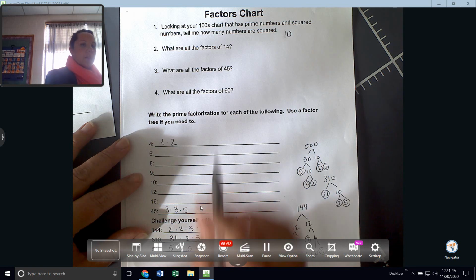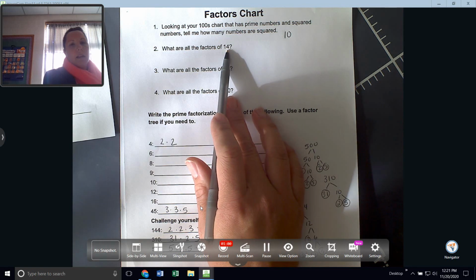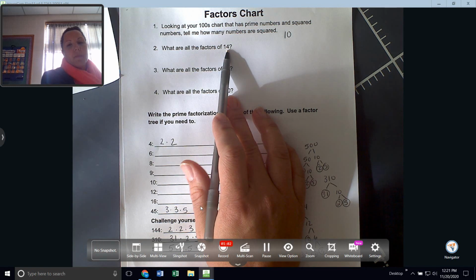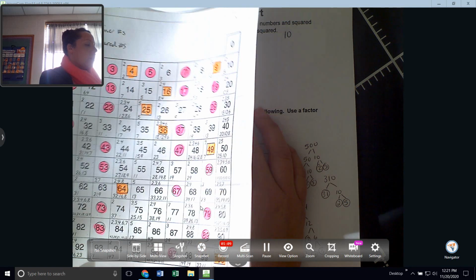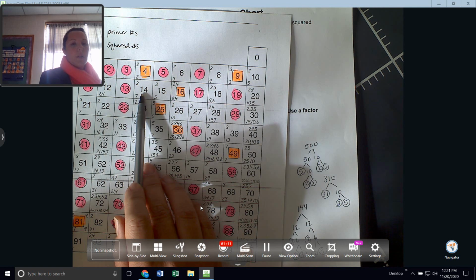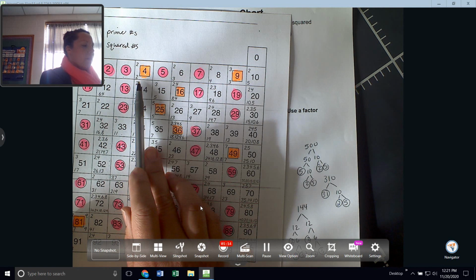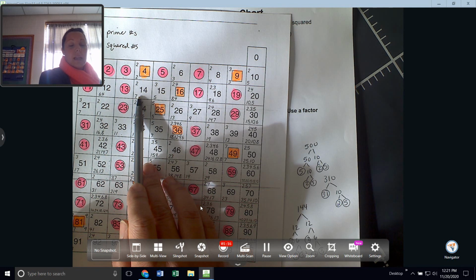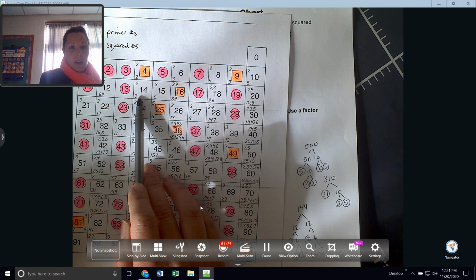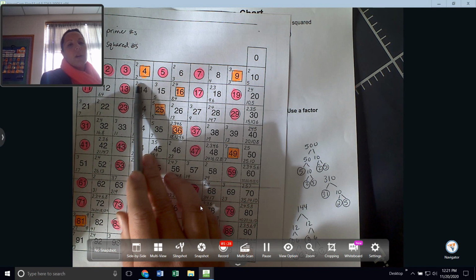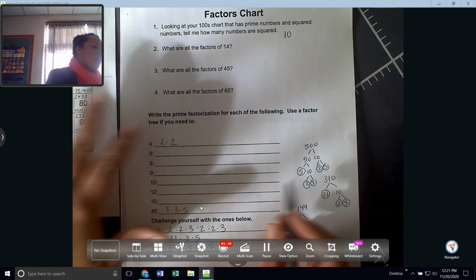What are the factors of 14? Okay, so there's a couple ways to do that. If you have this chart, you can look at them. You find 14, and what are the factors? 2 and 7. But we also have to remember 1 and 14, because 1 times any number is that number. Okay, so this chart will help you figure out those factors.